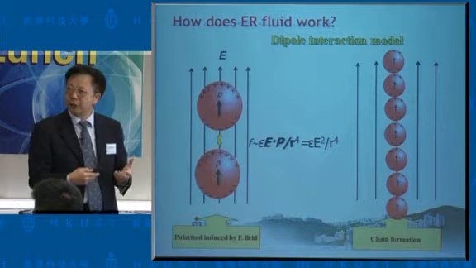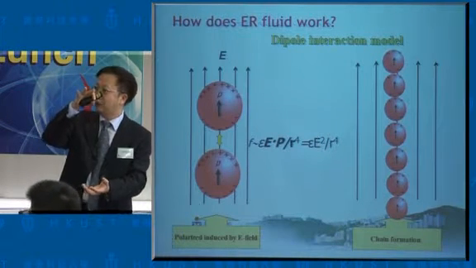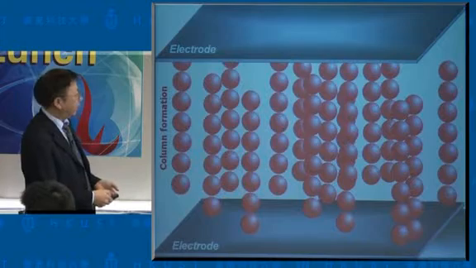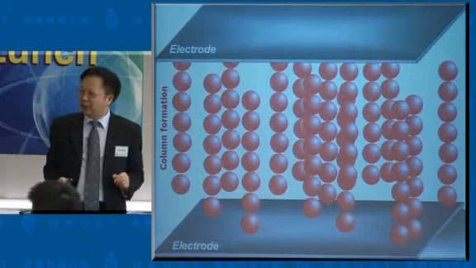We call it chain formation of the particles. That means it has some structure change of the materials. So all these chains surround in the liquid. What's going on for this?